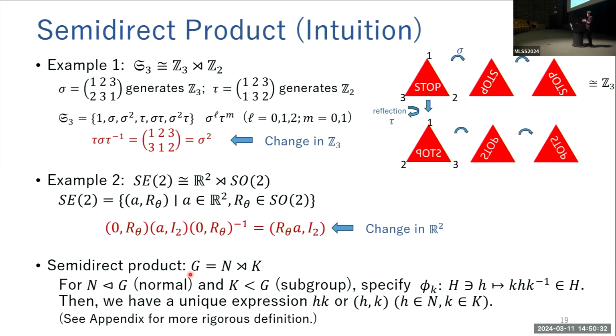This is a kind of paired data, or Cartesian product of two groups, but they are not commutative. The multiplication operation can be computed using this conjugation operation. This is the meaning of semi-direct product.